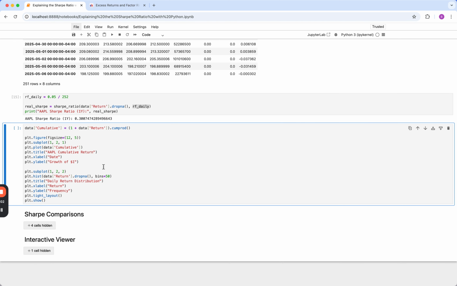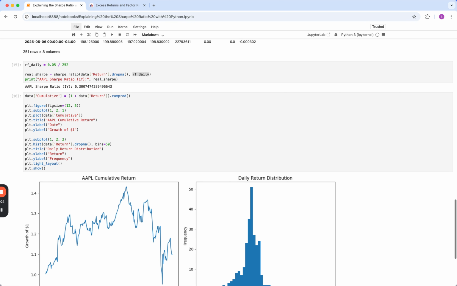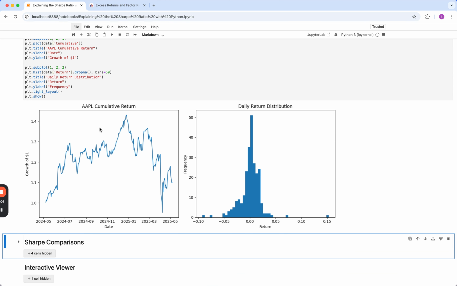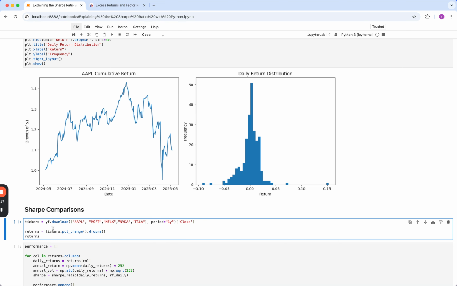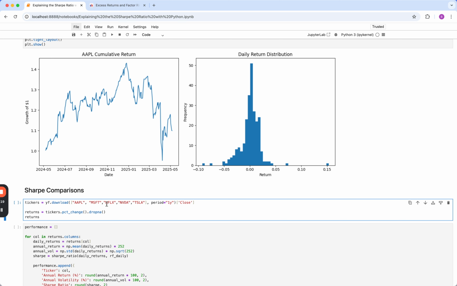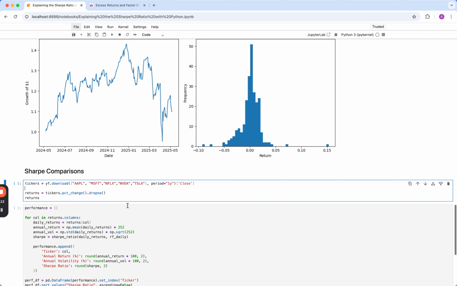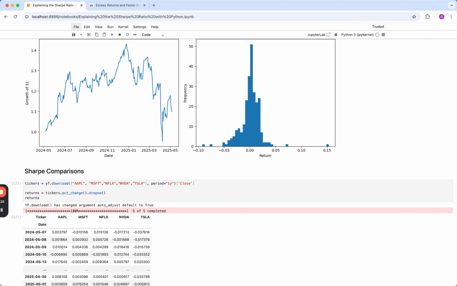We can look at Apple's cumulative returns like usual, and we can just see what that looks like, right? In terms of both how it's done over the last year and then what the distribution of returns is. Now let's actually compare this to a couple different instruments. So here we'll do Apple, Microsoft, Netflix, Tesla, and Nvidia. And we'll calculate its returns like before.